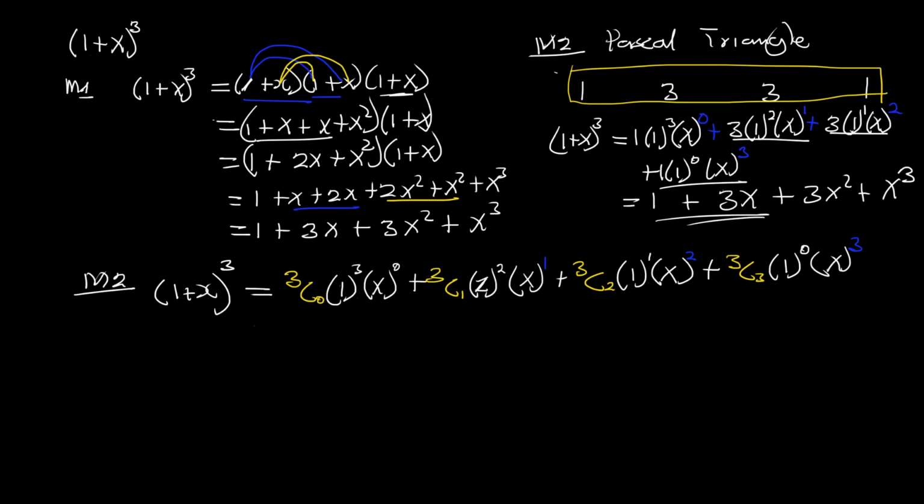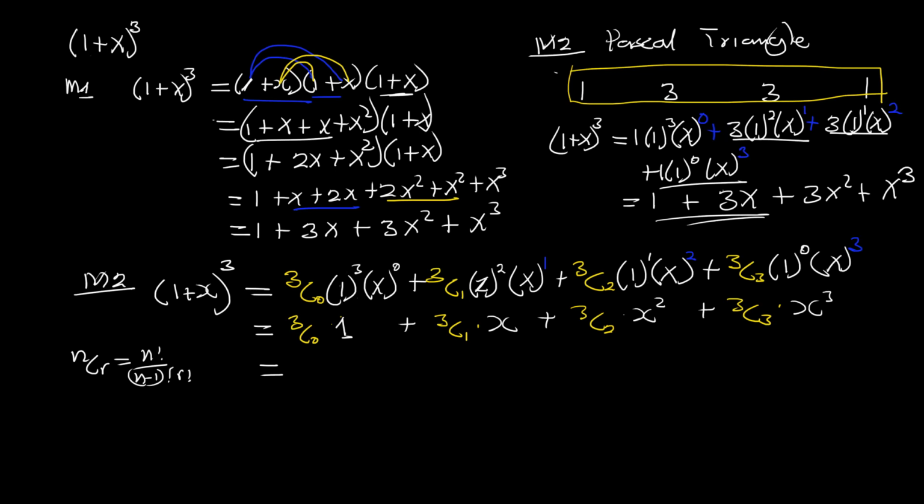So when we evaluate this, we're going to get 3 combination 0. Let's leave that. And here we'll get times 1, plus we have 3 combination 1 times x, plus 3 combination 2 times x squared, plus 3 combination 3 times x cubed.